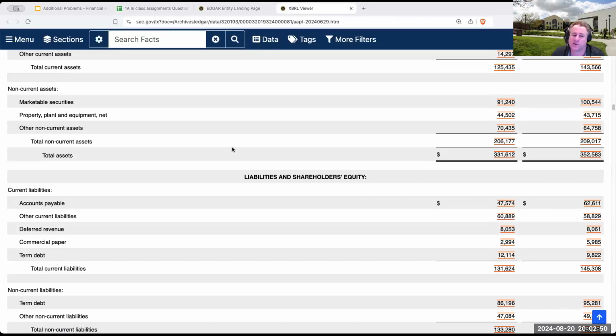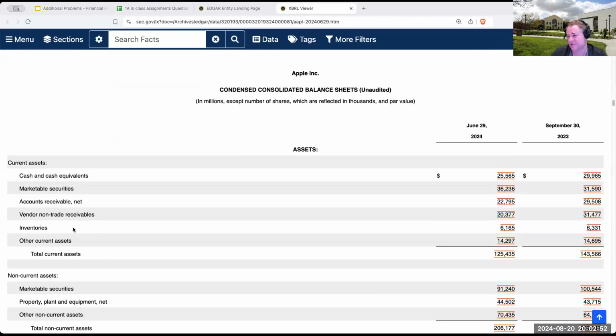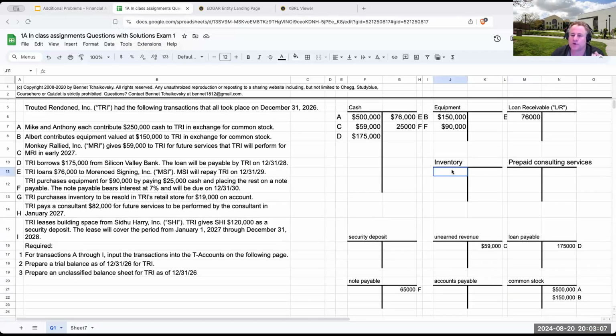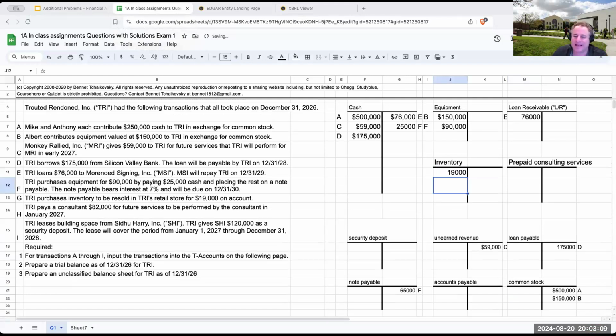How do I know it's an asset? Well, on Apple's balance sheet, it says inventories. Now, inventory is something we basically buy or we produce ourselves, and we are going through and reselling. So it's an asset. It gives us future economic benefit because we can turn around and sell it. So over here, I'm going to debit inventory for 19,000.